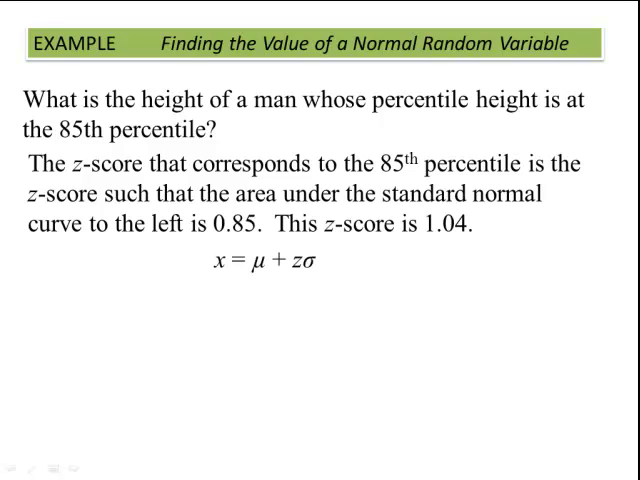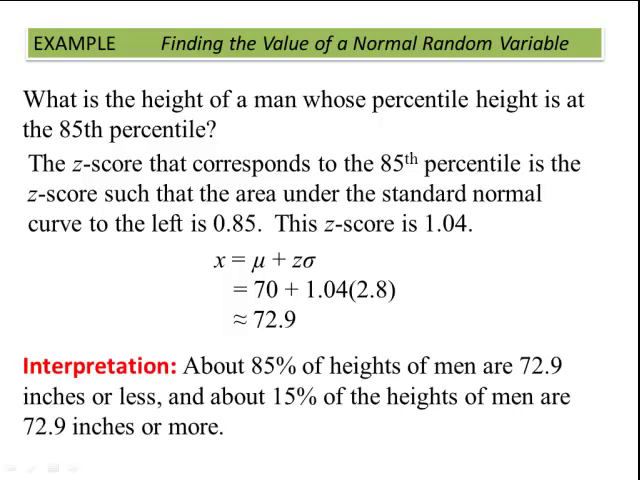Now using 1.04 for our z, and again mu is 70 and sigma is 2.8, we multiply these two and add it to 70, which yields 72.9. So the interpretation of this would be about 85% of heights of men are 72.9 inches or less, and about 15% of the heights of men are 72.9 inches or more.